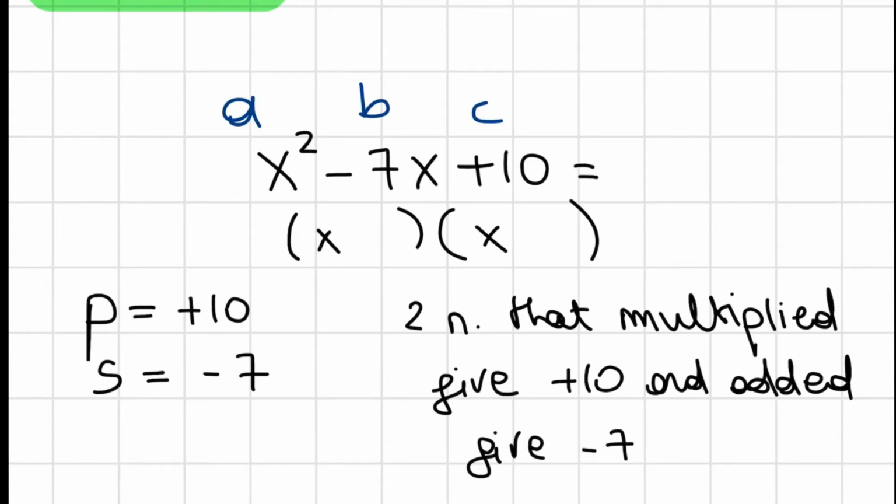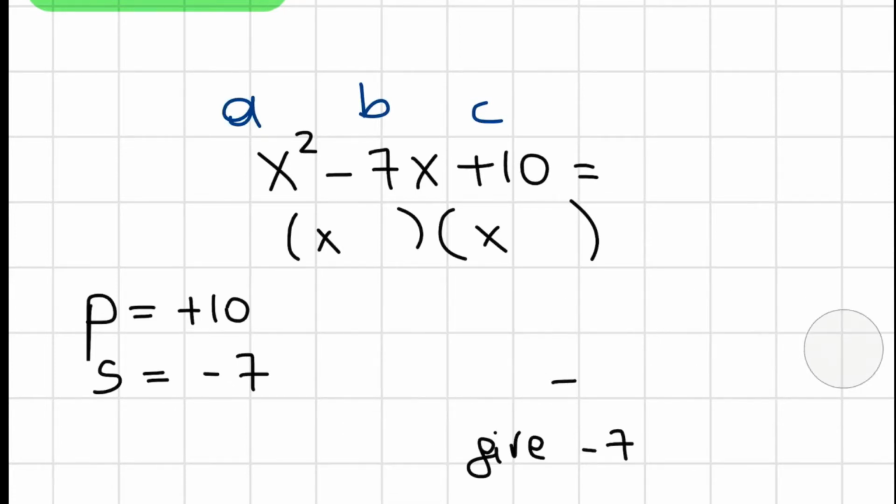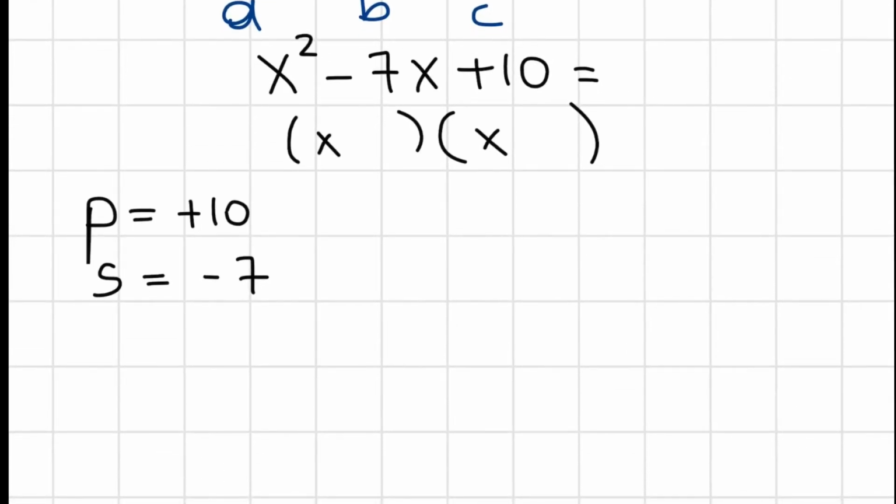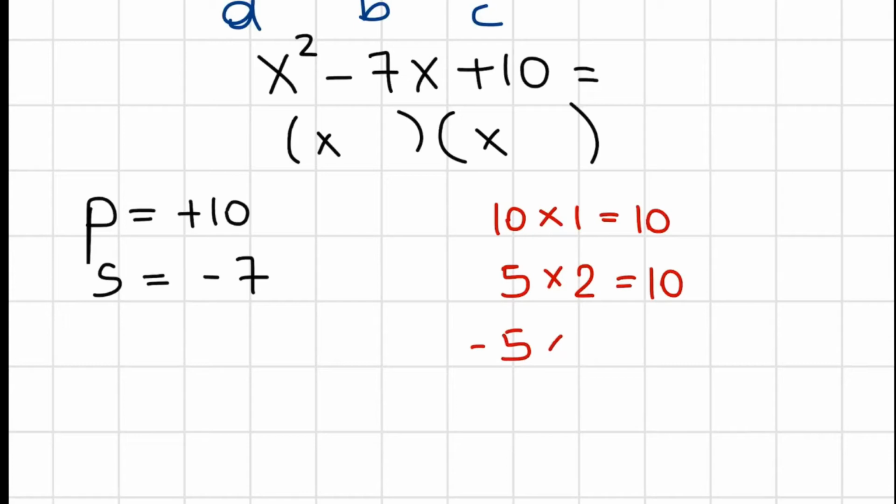If you can't get to the answer in your head, I advise you to write down all the combinations of numbers that multiplied together give you 10. So we have 10 times 1, 5 times 2, minus 10 times minus 1, and minus 5 times minus 2.